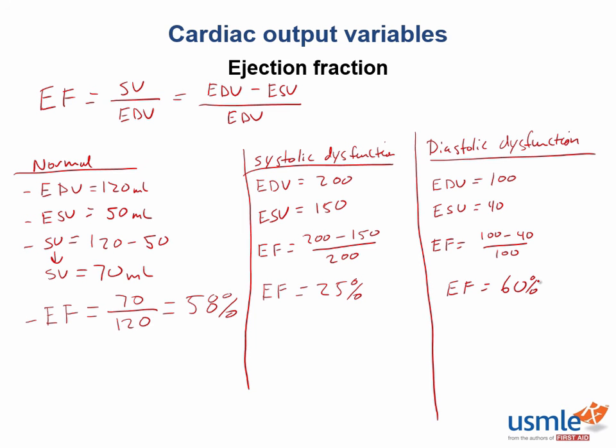Now this can appear super misleading because it appears that everything is normal, but it's due to the proportional decrease in all the volumes. So don't let this trick you. And remember, the underlying pathology here is inadequate blood delivery to the systemic circulation due to the decreased cardiac volumes. Alright, well that's going to wrap up cardiac output variables.